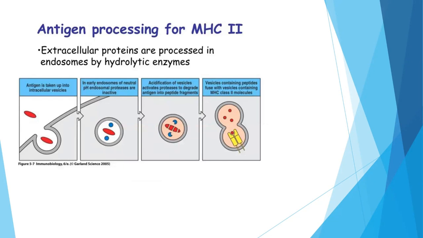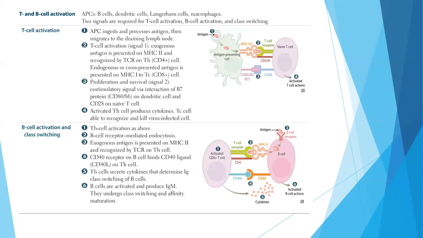Extracellular proteins are processed in endosomes by hydrolytic enzymes for MHC2. So the antigen is taken up into intracellular vesicles. In early endosomes of neutral pH, endosomal proteases are inactive. So the acidification of vesicles activates the proteases to degrade the antigen into peptide fragments. And the vesicles containing peptides fuse with vesicles containing MHC class II molecules.